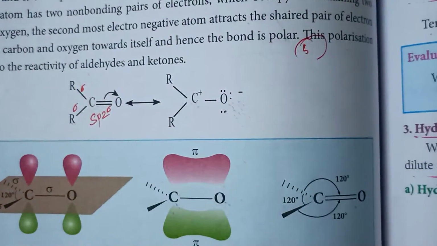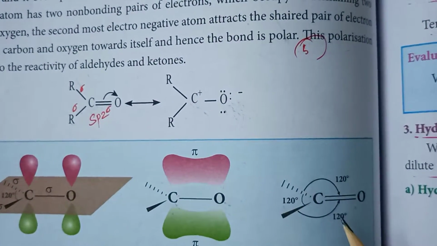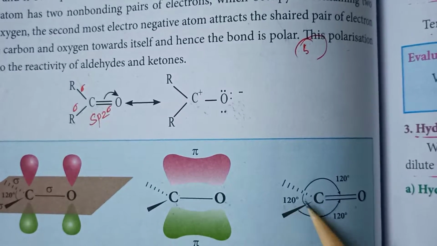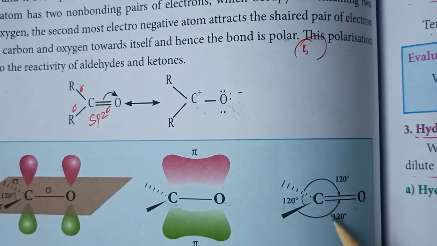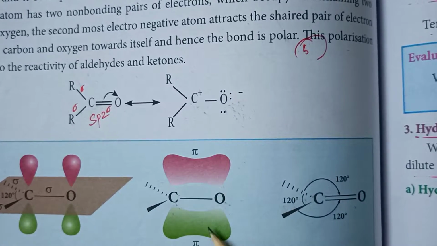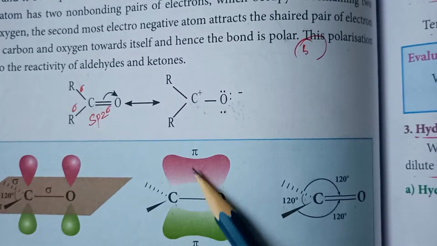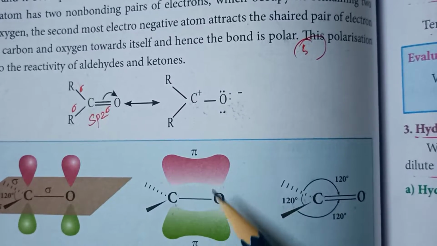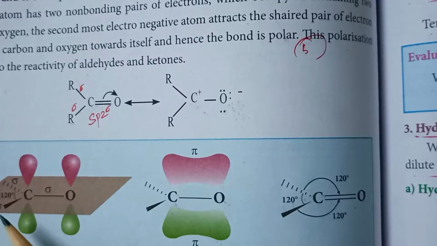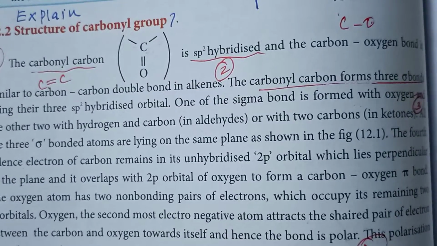Here the plane and the bond angle are explained. The polar nature of the carbon-oxygen group in the ketone is shown, and the bond angle between carbon-carbon and carbon-oxygen is 120 degrees. And here the pi bond is formed by the sideways overlap of the 2p orbitals, from below and above the plane, forming a cloud-like structure. That is the pi bond. And here the plane of the sigma bonds is represented. So here the structure of the carbonyl group is explained.